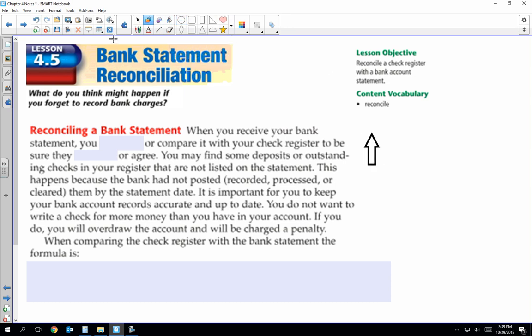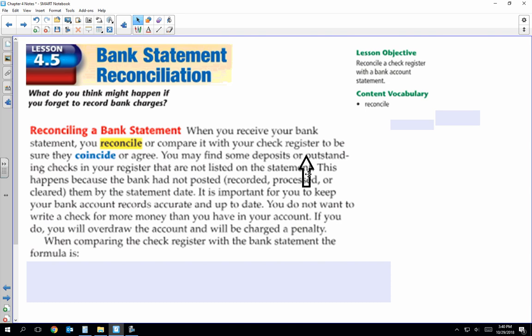We're going to do lessons 4.5 and 4.6 from our consumer math book. 4.5 is bank statement reconciliation. Our lesson objective is to reconcile a check register with a bank account statement, and our keyword here is reconcile. When you receive your bank statement, you reconcile or compare it with your check register to be sure they coincide or agree. It's like reconciliation, when you come together and you agree on something.